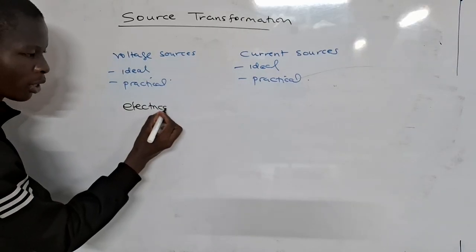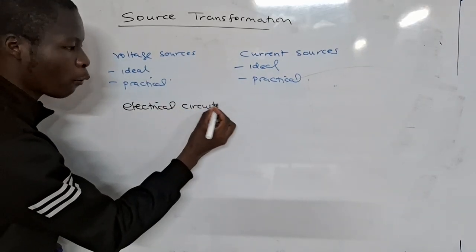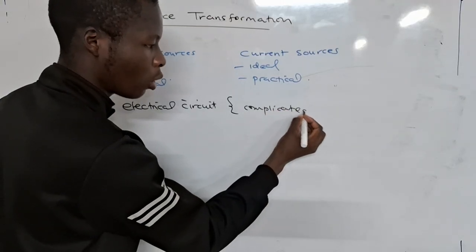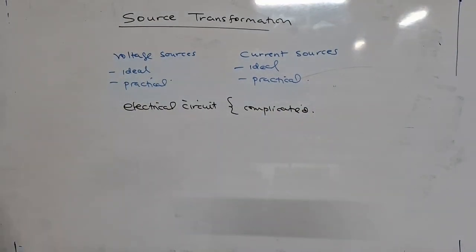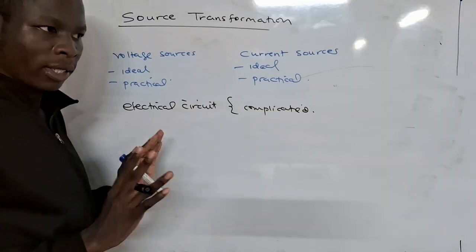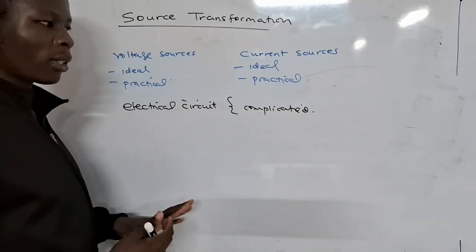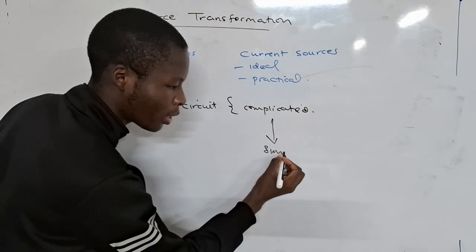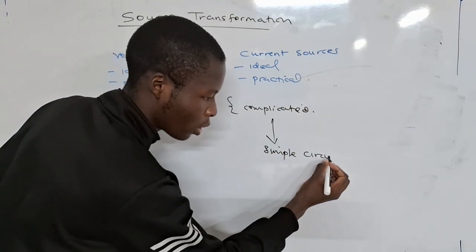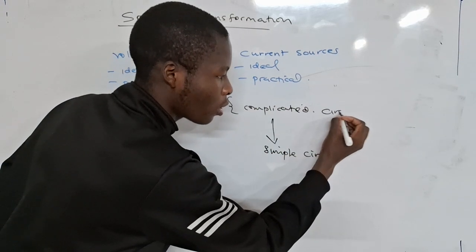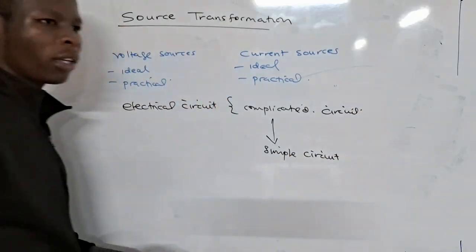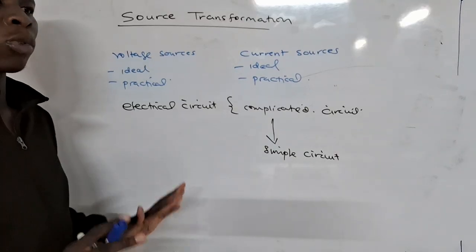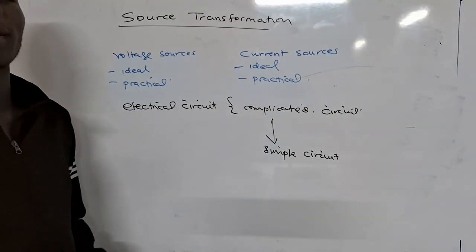So let's say you have an electrical circuit. Some electrical circuits are complicated, and you want to solve the electrical circuit. It means you are supposed to convert this complicated circuit into a simple circuit. This is the goal. Even if I give you a difficult task, you are the one who is supposed to look for different methods to handle the task.